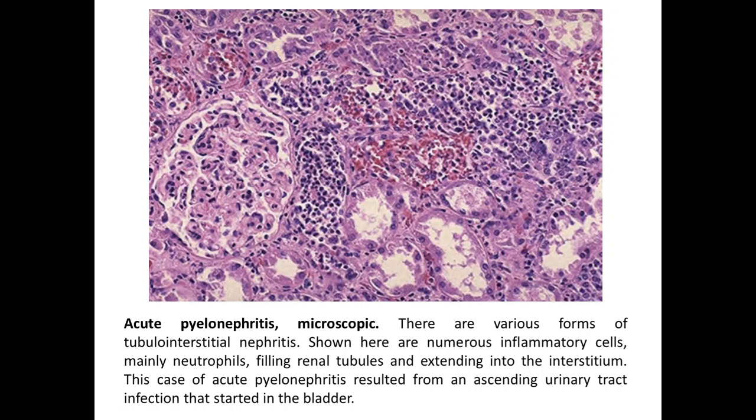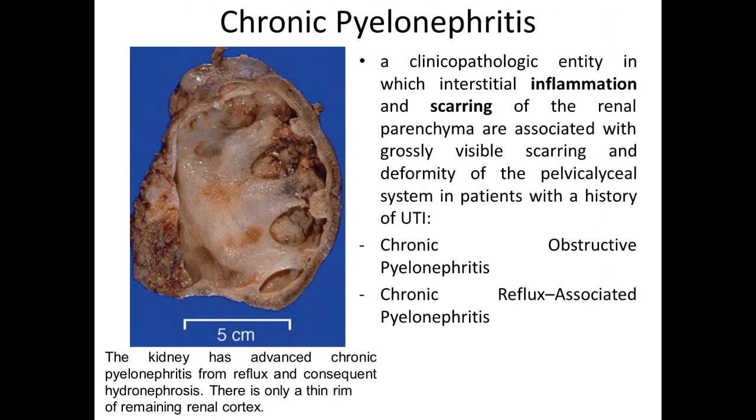The complications of acute pyelonephritis, guys, are necrosis of renal papillae, renal carbuncle, acute or chronic abscesses, pyelonephrosis, paranephritis, paranephral abscesses, and sepsis, of course. Chronic pyelonephritis, guys, is a clinico-pathological entity in which interstitial inflammation and scarring of the renal parenchyma are associated with grossly visible scarring and deformity of the pelvic calyceal system in patients with a history of, for example, chronic obstructive pyelonephritis and chronic reflux-associated pyelonephritis.